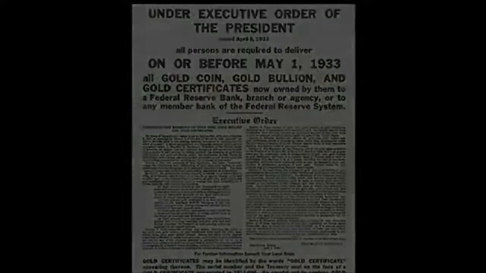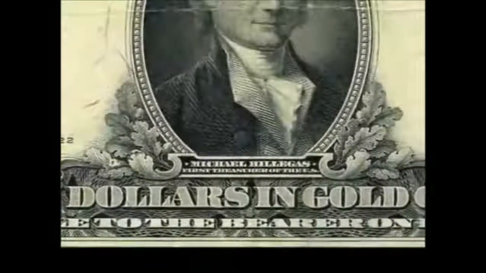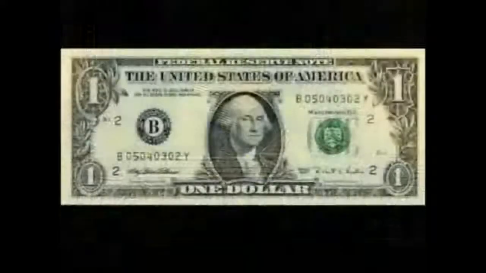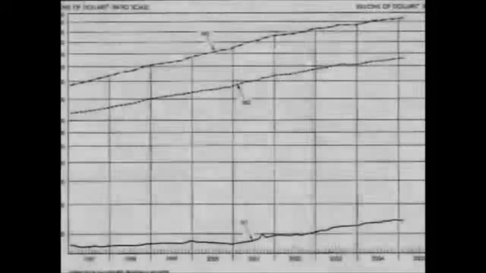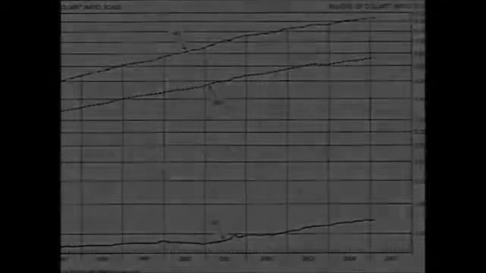If you look at a dollar bill from before 1933, it says it is redeemable in gold. You look at a dollar bill today, it says it is legal tender, which means it is backed by absolutely nothing. It is worthless paper. The only thing that gives our money value is how much of it is in circulation. Therefore, the power to regulate the money supply is also the power to regulate its value, which is also the power to bring entire economies and societies to its knees.